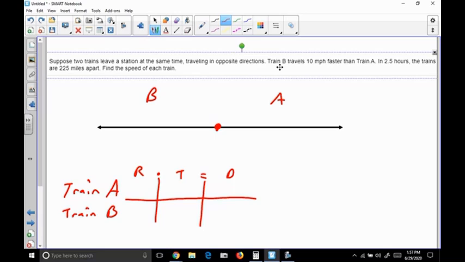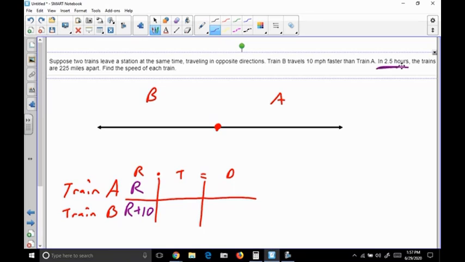So what do we know? We know that train B travels 10 miles per hour faster than train A. So if we call the speed for train A R, train B is 10 miles per hour faster. So whatever this speed is, this one is 10 more than that. 10 more means plus 10.